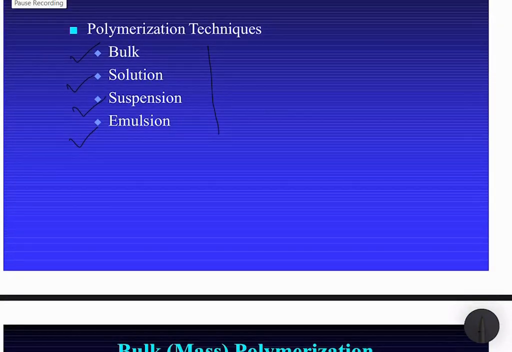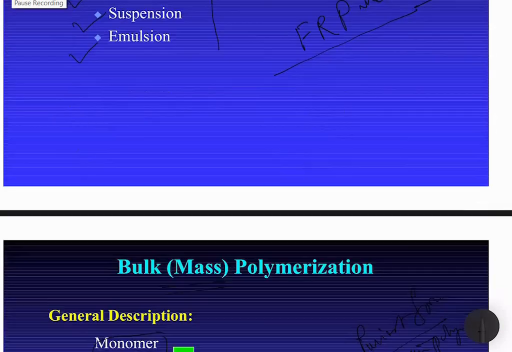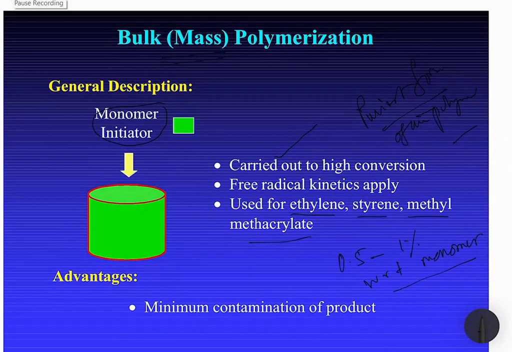One is the bulk polymerization technique. Next one is the solution polymerization technique. Third one is the suspension polymerization technique. And fourth one is the emulsion polymerization technique. So these are the four basic techniques which can polymerize the vinyl monomers in FRP mechanism, that is free radical polymerization mechanism. Now let us first see what is the bulk polymerization technique.